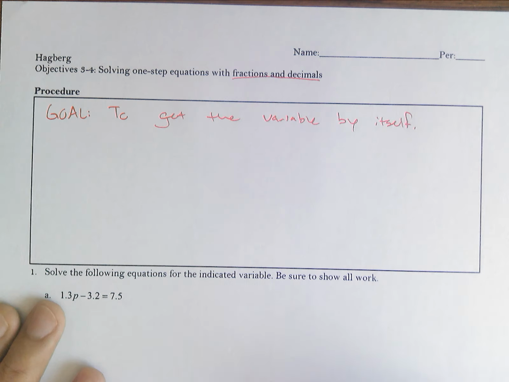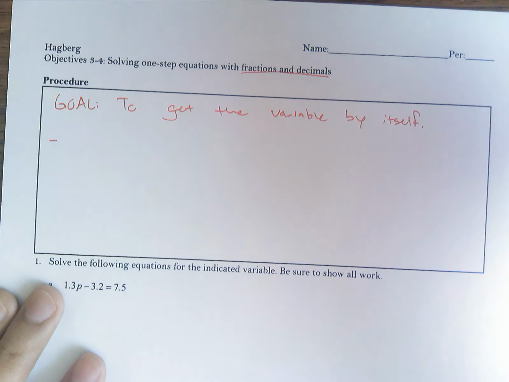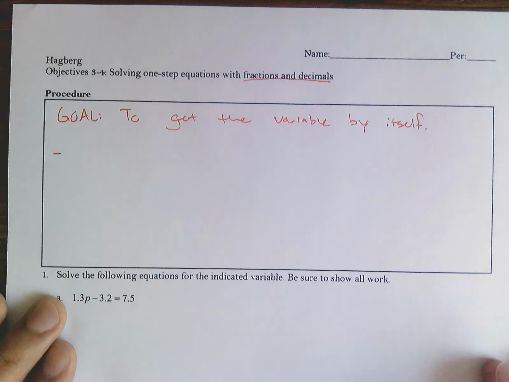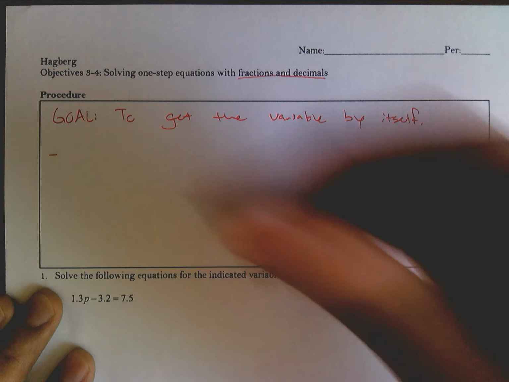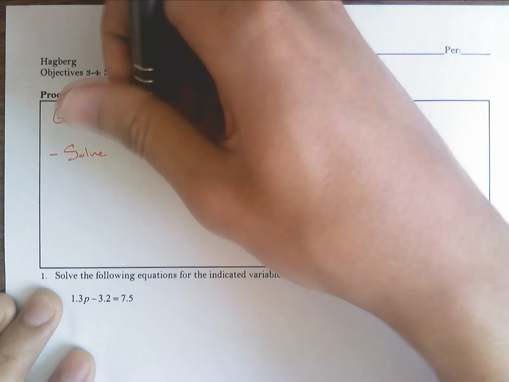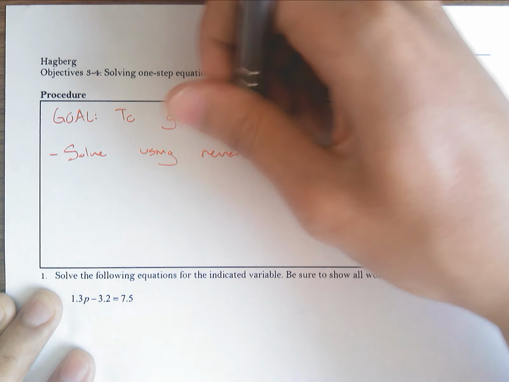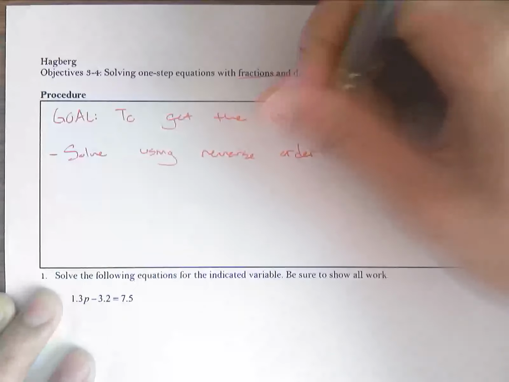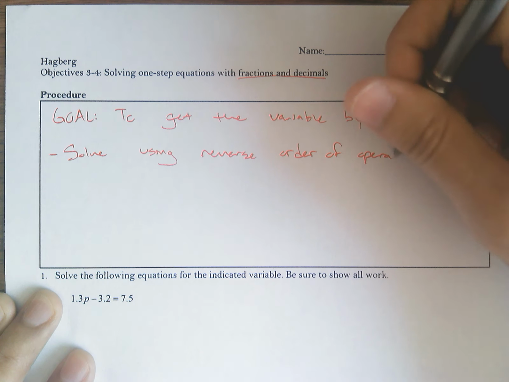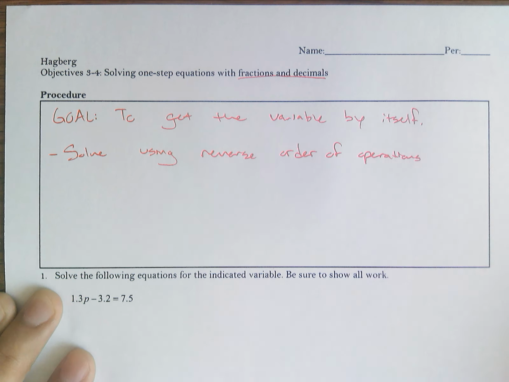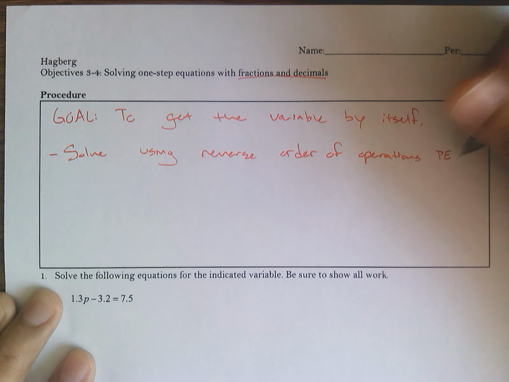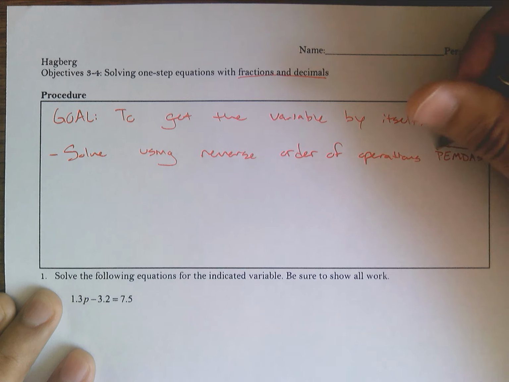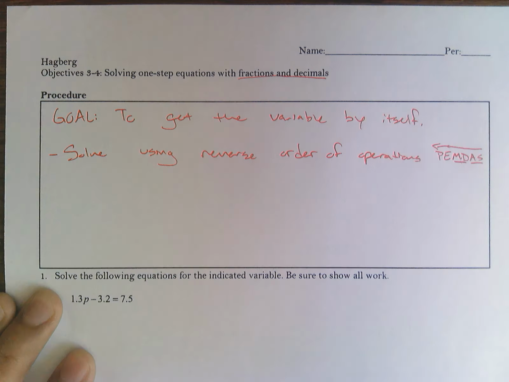So we want to get the variable by itself. Well, how do we get the variable by itself? We solve using reverse order of operations or using inverse operations, right? So if you remember, that's reverse PEMDAS. So we solve using reverse order of operations. And that is reverse PEMDAS. So please excuse my dear Aunt Sally. We're going to go in reverse order. So starting with addition and subtraction, then multiplication and division, and then exponents and parentheses.